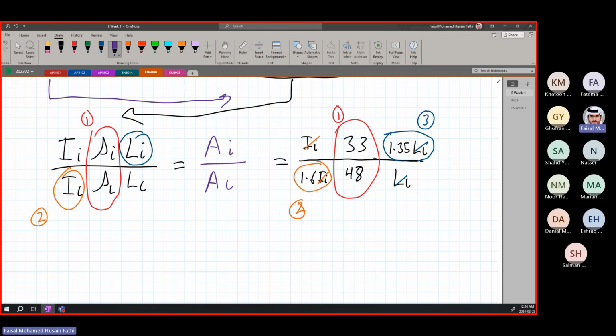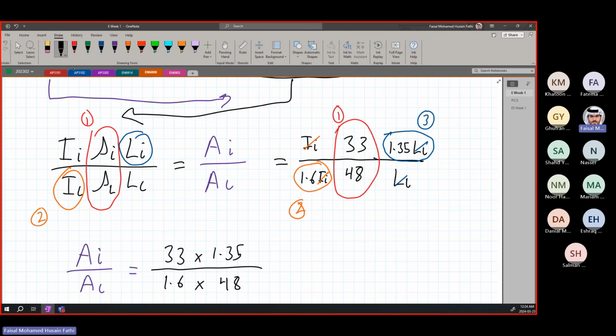So if I just want to clarify it a bit more, so it doesn't look too confusing, we have at the top 33 times 1.35 divided by 1.6 times 48, and the answer of this is just going to give you the ratio, which is 0.58.